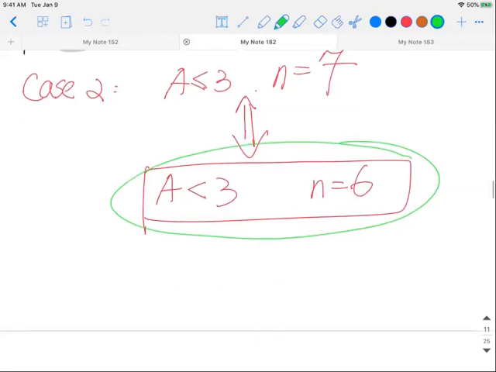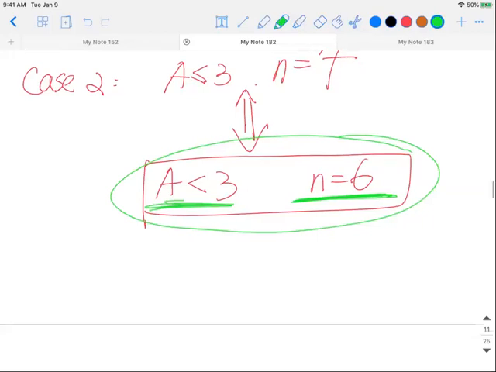Okay, so let's have a look. N equals 6, a less than 3. How are we going to make this arrangement? Because we mentioned we're going to do some enumeration on this. So let's check it out.